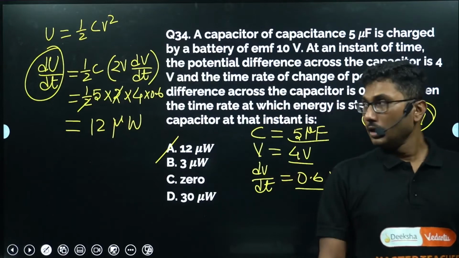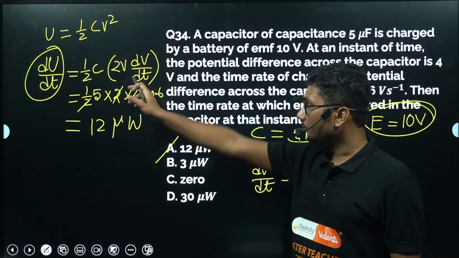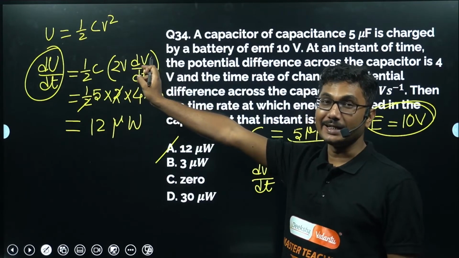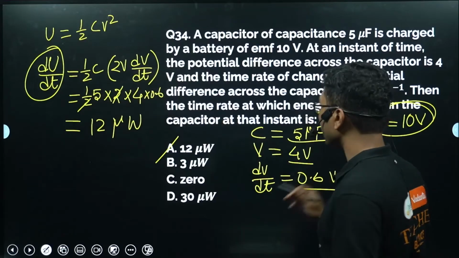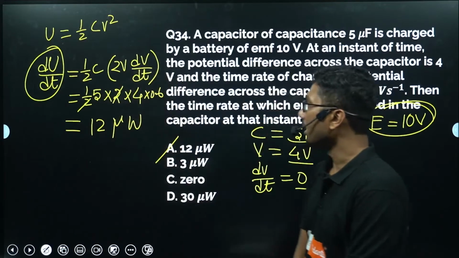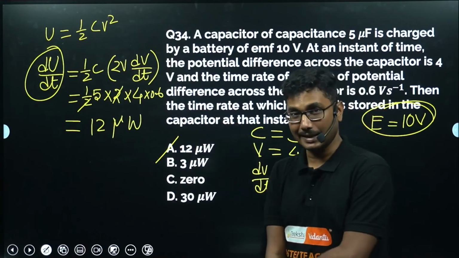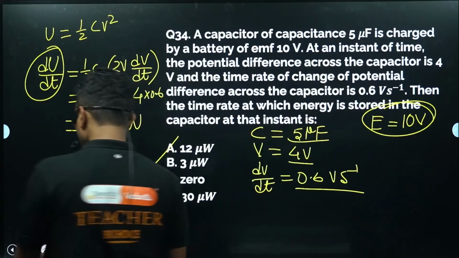Okay, because dV by dt is given as volt per second, right? So volt per second means the final answer will be joules per second. So joules per second is watt.